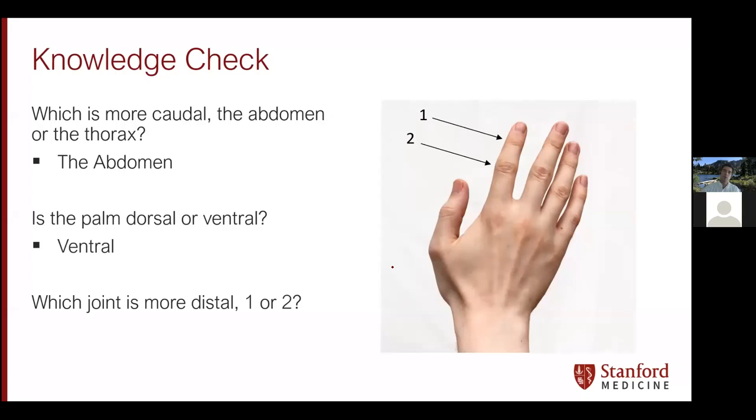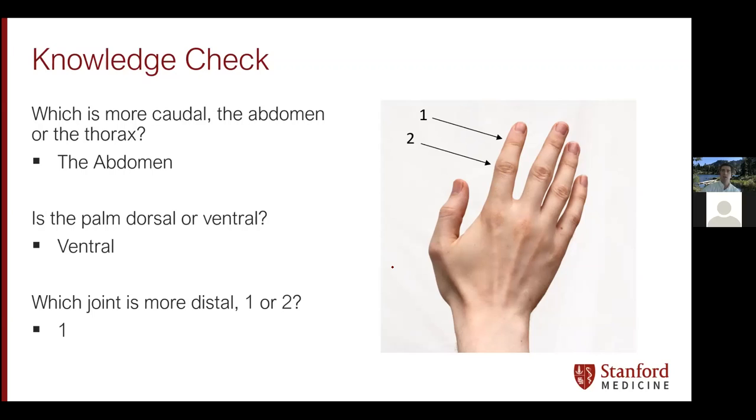And then which joint is more distal, one or two? Yeah, man, you guys are quick. So absolutely. So distal means further from the point of origin. And so point one is your distal joint. And it's actually called that. It's called the distal interphalangeal joint, or your DIP.